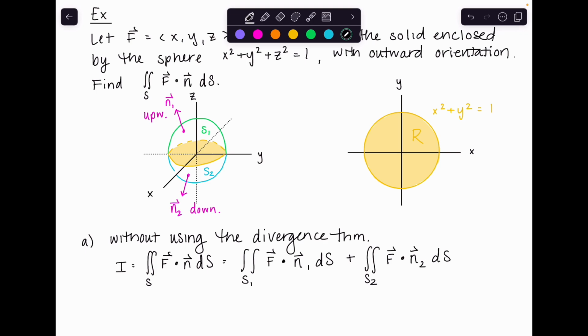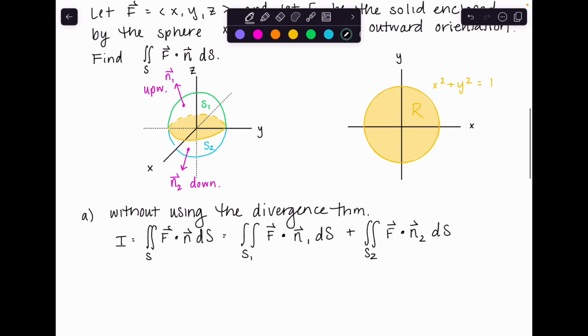So at this stage, you can use spherical coordinates to do the top half of the sphere and bottom half of the sphere. The restrictions just on your phi value will be different. But instead, I'll show you how to go about this using rectangular. So we're going to look at the parameterization of S1, which is the top half of the sphere.